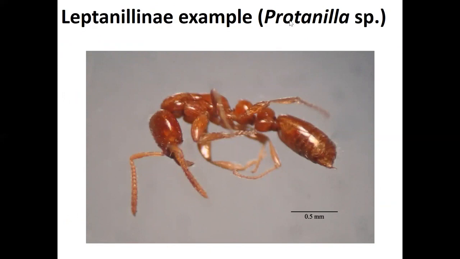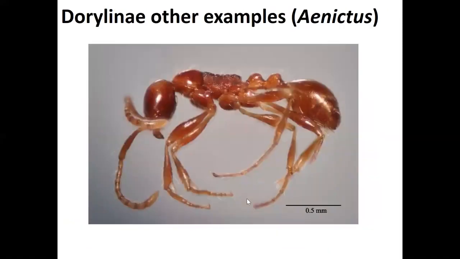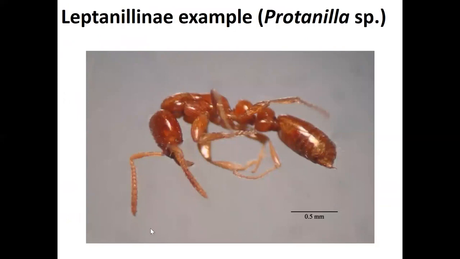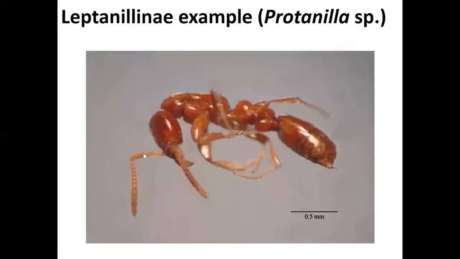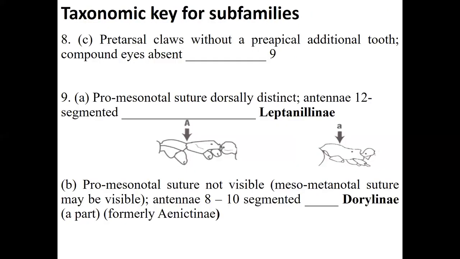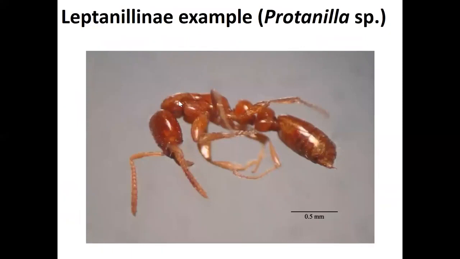Here, I'm showing you a Protanilla specimen. It's a member of subfamily Leptanillinae. This is a very small specimen, but enlarged, magnified, right? And here, if you are able to count the number of segments of the antenna, as I mentioned, you can count 12 segments. Count 1, 2, 3, 4, 5, 6, 7, 8, 9, 10, 11, 12. You can count it slowly, and 12 are there. And then I mentioned promesonotal suture, distinct. The promesonotal suture is this one.